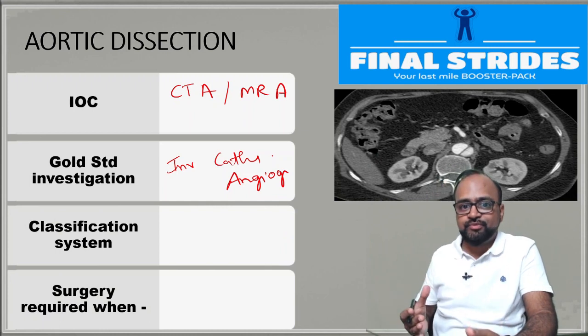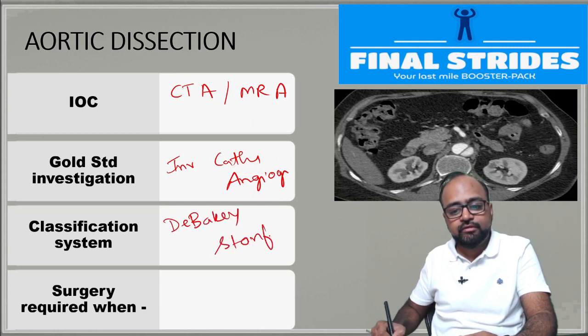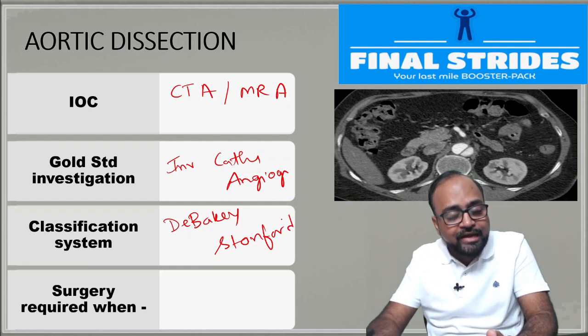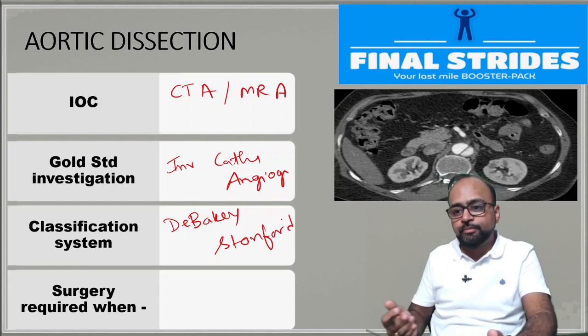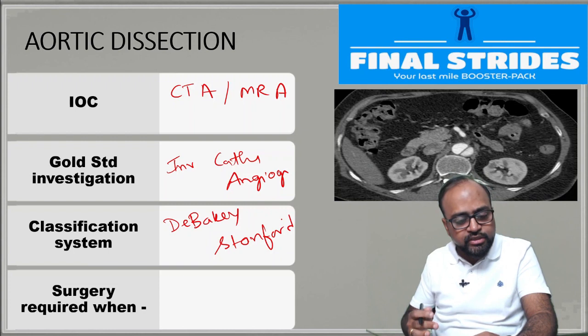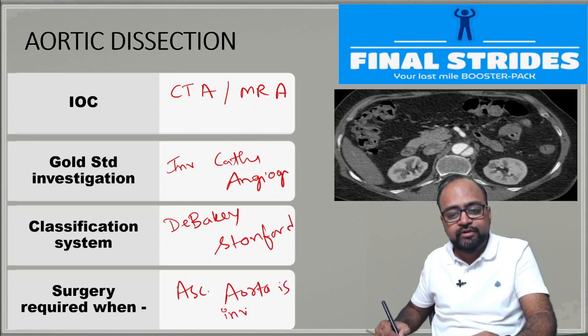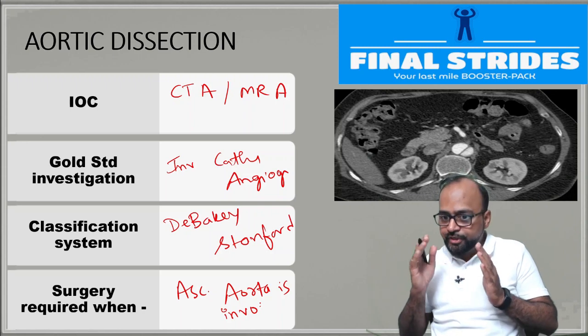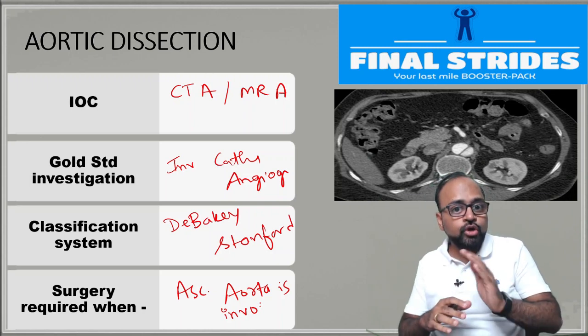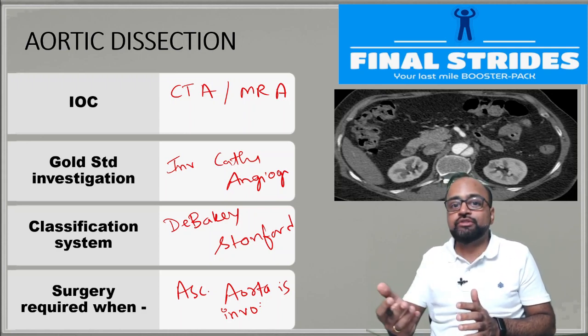Now there is a classification system which is used. We are going to discuss that. This is DeBakey and Stanford classification systems. And surgery is required. Remember this, your examiner may give you the extent of dissection and then ask you what could be the treatment. Remember this concept, surgery is required always when the ascending aorta is involved. Whenever the ascending aorta is involved, the treatment is going to be surgical. If the ascending aorta is not involved, only the descending aorta or the abdominal aorta is involved, then the management can be conservative.